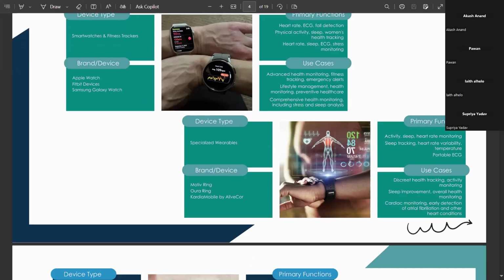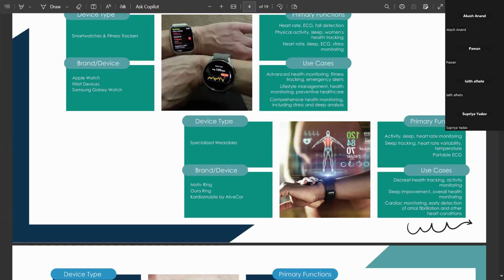The next type of devices are specialized wearables. We have the Motiv Ring, Cardia Mobile by AliveCor, and Oura Ring. The Motiv Ring is worn on the finger and monitors activity. Instead of wearing it on the wrist, this is just a ring, which is quite discreet and aesthetic. The Cardia Mobile is a portable ECG device.